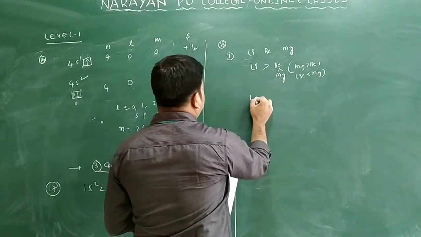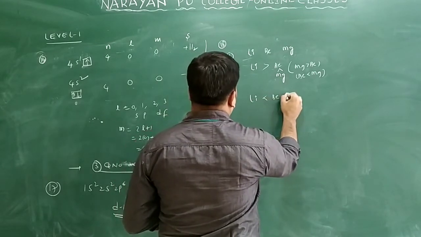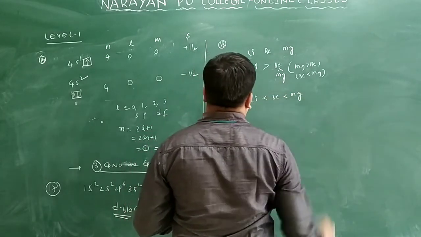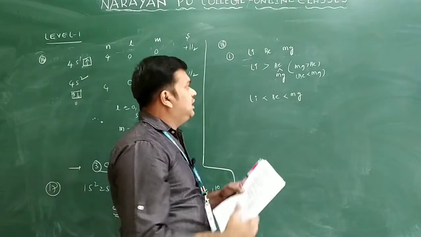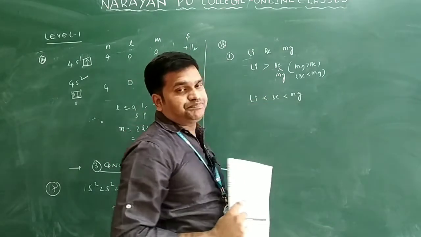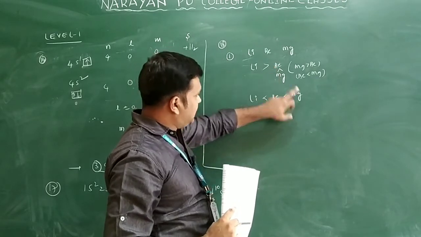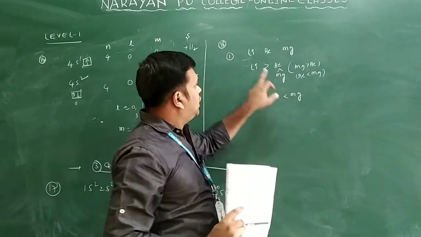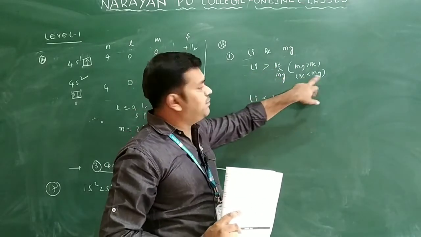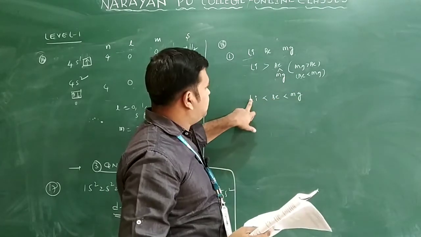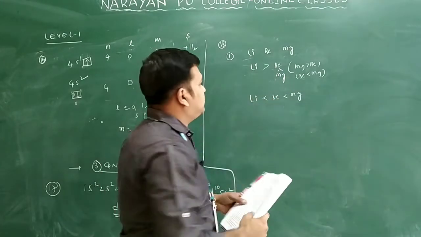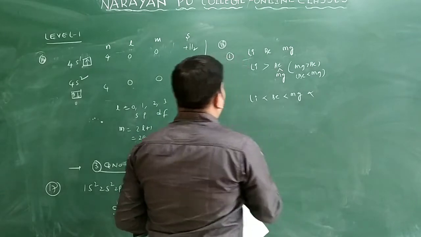The order given here is: lithium less than beryllium less than magnesium. But generally, what is the order? Lithium is greater than beryllium, and beryllium is less than magnesium. But what is given? Lithium less than beryllium less than magnesium. So this is a wrong one only.